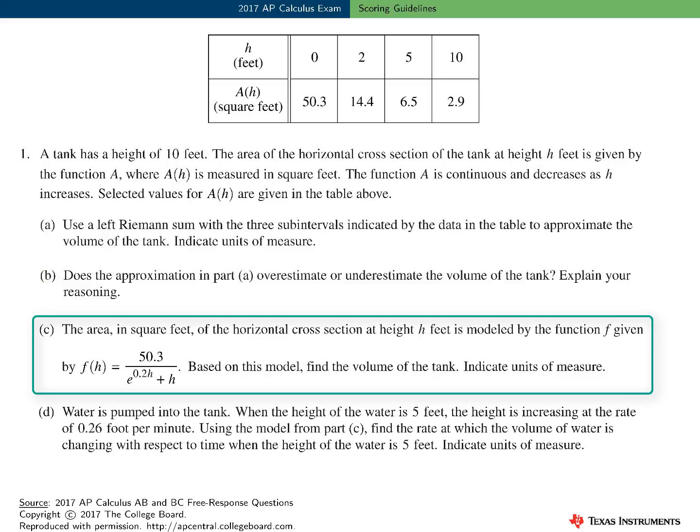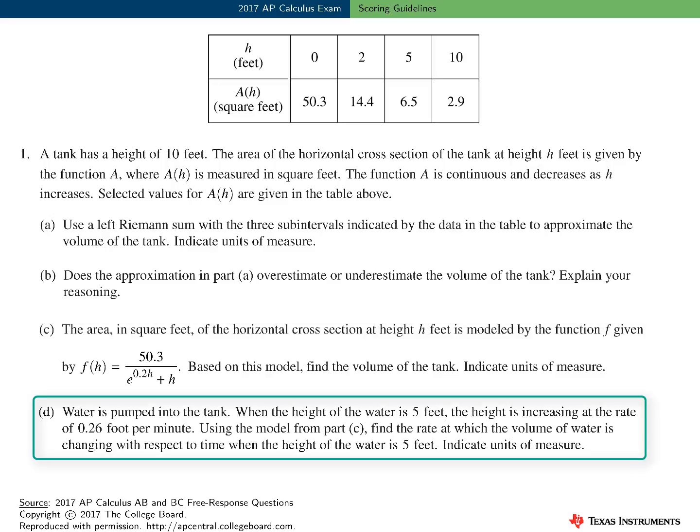In part C, we're told that the area of the cross-section at height h feet can be modeled by this function f. And based on this model, we need to find the volume of the tank. Part D was perhaps the most challenging part of this problem, and here water is being pumped into the tank. When the height of the water is 5 feet, we're told that the height is increasing at a rate of 0.26 foot per minute. And using the model from part C, we need to find the rate at which the volume of the water is changing with respect to time when the height of the water is 5 feet.